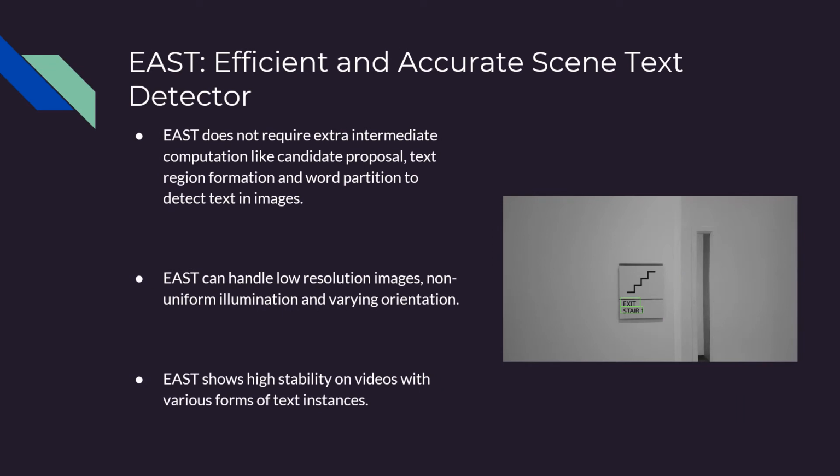EAST detector has a few advantages compared to other text detectors. Unlike others, EAST does not require extra intermediate computation like candidate proposal, text region formation, and word partition to detect text in images. It can handle low-resolution images, non-uniform illumination, and varying orientation. Lastly, it shows high stability on videos with various forms of text instances.